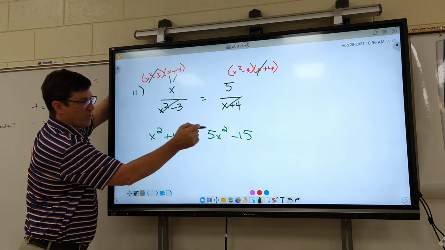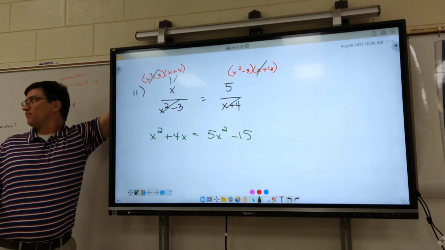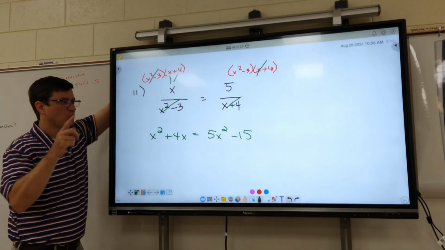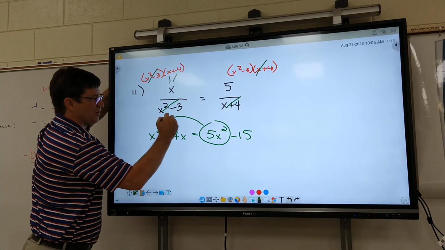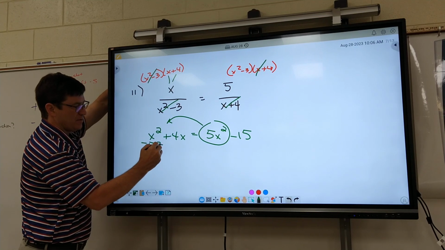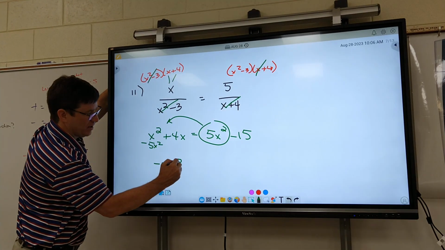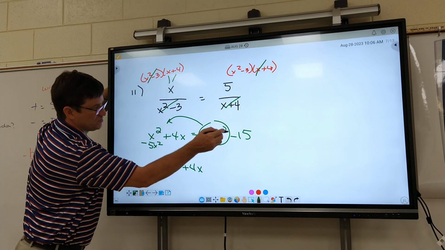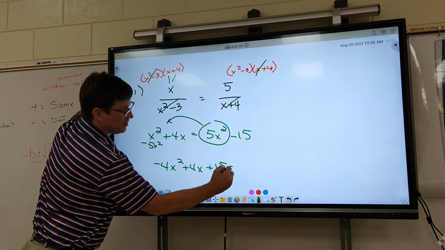All right, we've got an x squared in our problem, so we're going to have to do quadratic formula. So we got to get everything on one side. So watch. If I take 5 and move it over, that's going to make it a negative 5, right? That gives me negative 4x squared plus 4x. Move that over is positive 15.